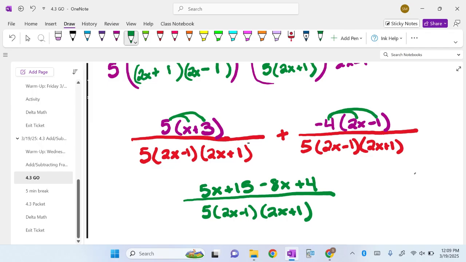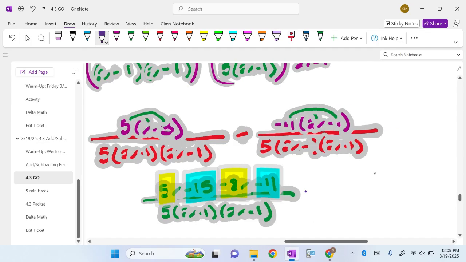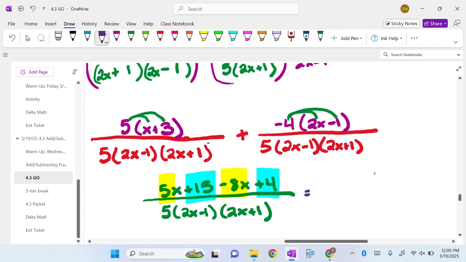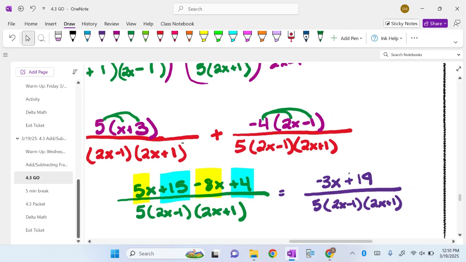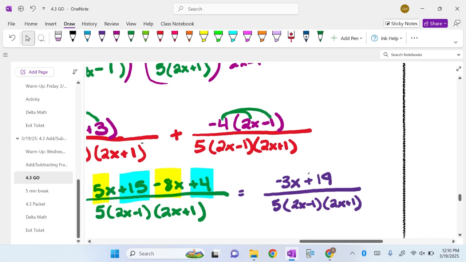Still haven't combined like terms yet. So if I combine like terms, these are my first set. Here's my second set. So I end up with negative 8x minus 5x is negative 3x. 15 plus 4 is positive 19. All over 5 times 2x minus 1, 2x plus 1. Now, is there any way that we can factor negative 3x plus 19?